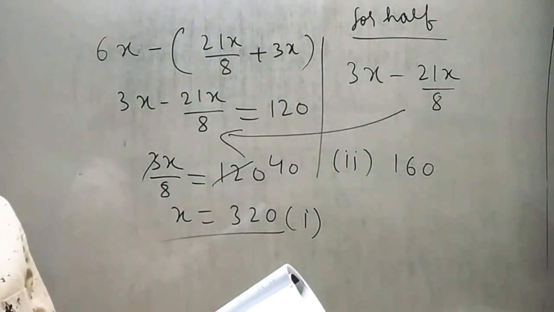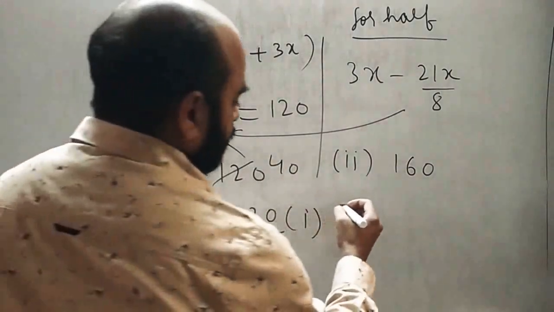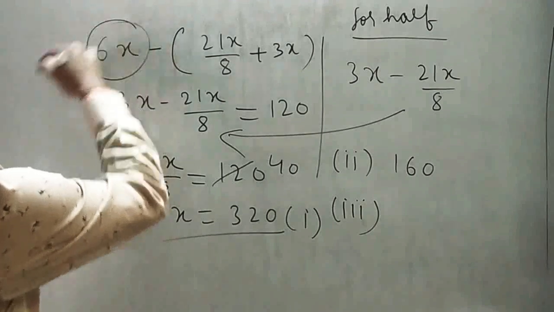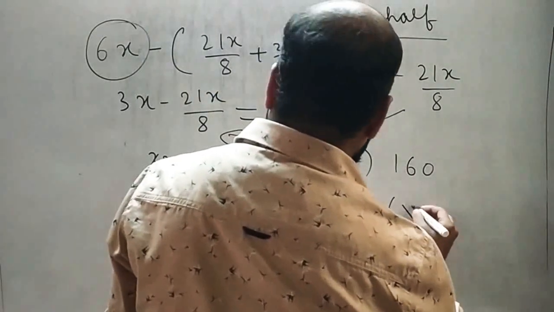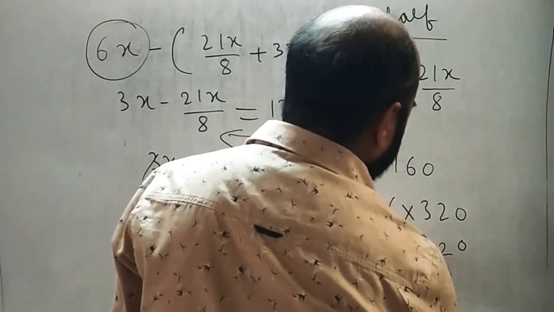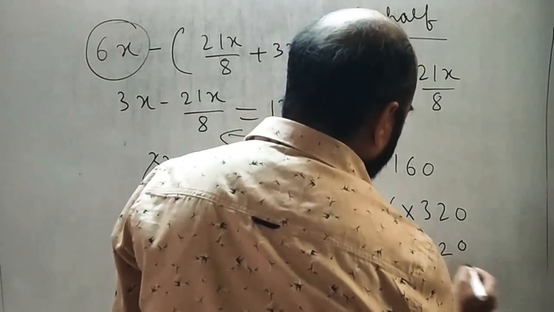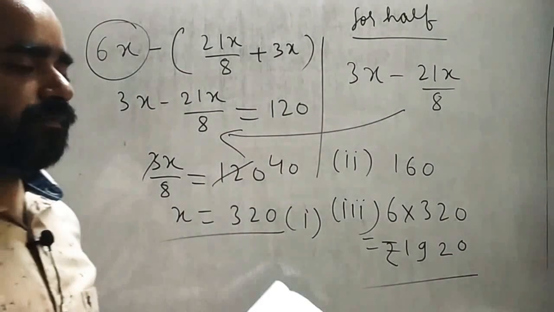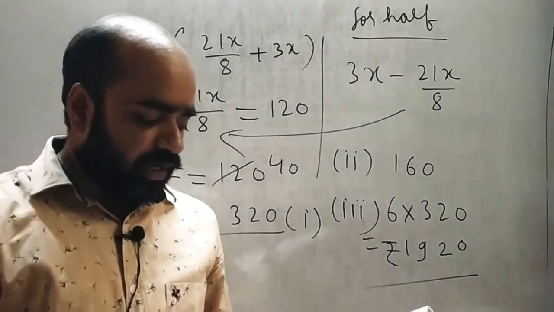His initial annual income from shares. Initial income, it means total income, that was 6x. So 6 times x, with x being 320, will give 1920. Clear? So that will give your answer.